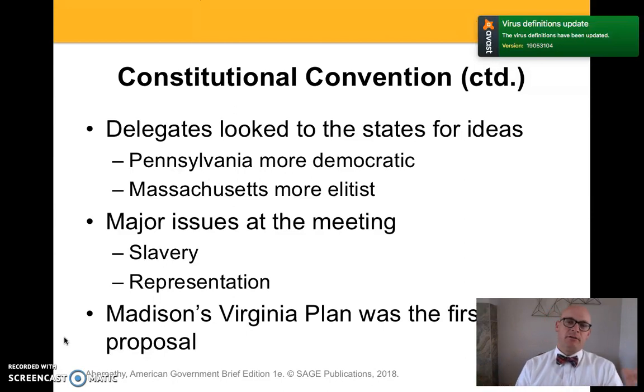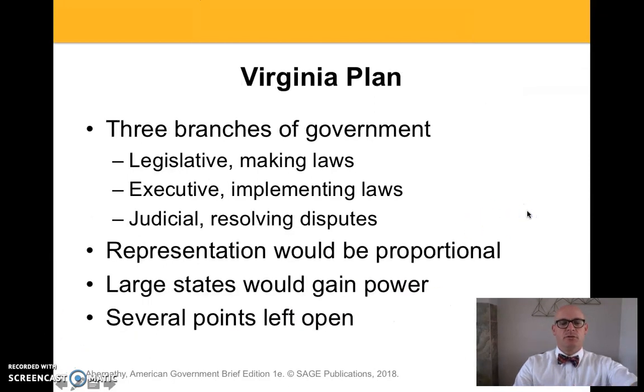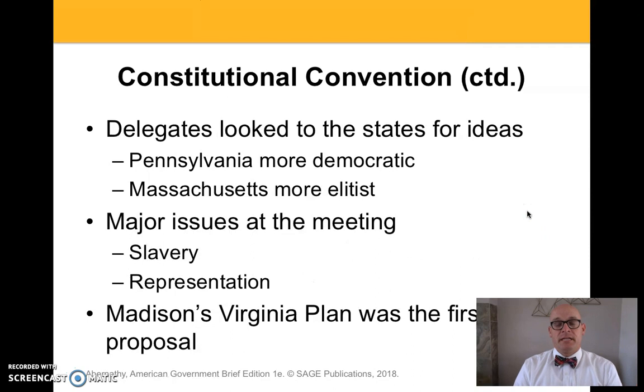So we had to figure out, because each state had the power to control their own property rights, how you could balance the needs of individuals with the needs of the states. So they had to figure out issues of slavery and representation. Representation meaning, should bigger states have bigger power in a federal government, more votes?